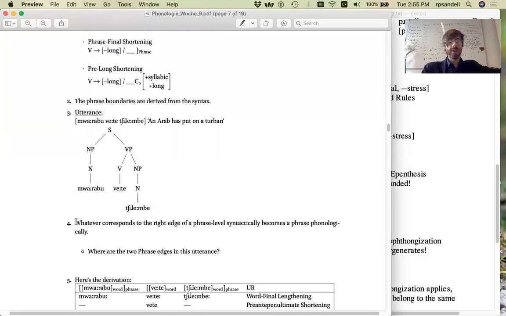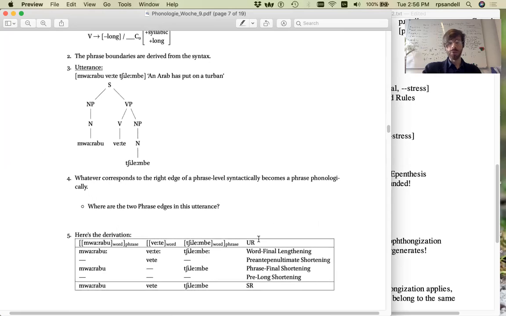So given this utterance, what we'll see is that whatever corresponds to the right edge of a phrase syntactically will become a phrase phonologically. So this means we're going to have 2 phonological phrases, one at the sentence level. In effect, we're basically saying that whatever full XP nodes, whatever syntactic phrase nodes, which are dominated by the full sentence node, the whole utterance node, those will give us our phonological phrases. So our 2 phonological phrases then will be warabu and vete chirembe.